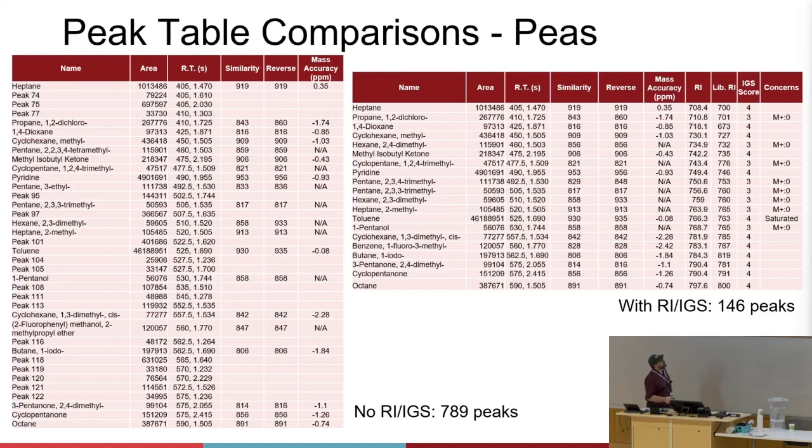And the nice thing is I get this concerns column that starts telling me what I need to worry about. Here, I don't have a molecular ion. I can look at the compound, and I don't care. I'm not going to have a molecular ion for that peak. So what? That's a pretty good match. It kind of helps.